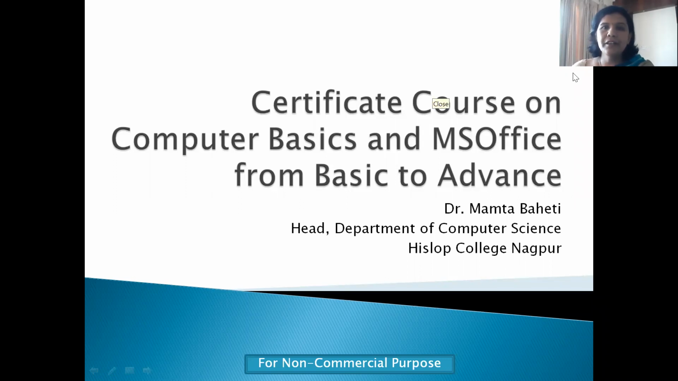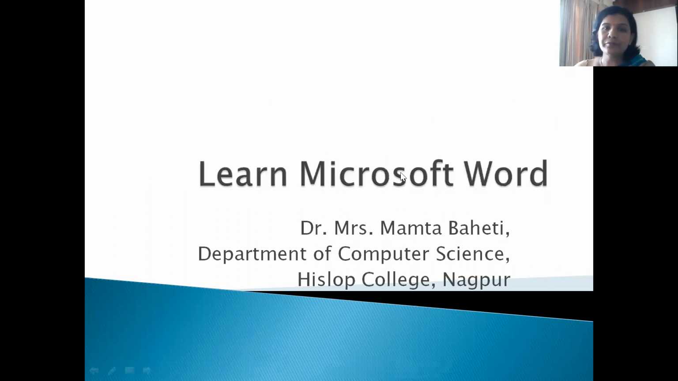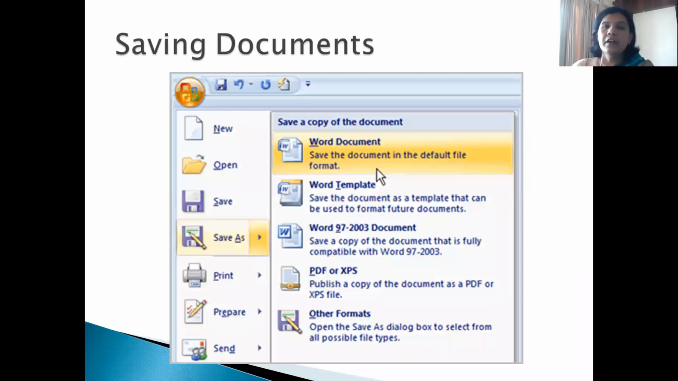Today we have gathered here to conduct day 7 of the certificate course on computer basics and MS Office from basic to advanced. Friends, we have started working with MS Word. So we have all gathered here to learn Microsoft Word. In our last class, we saw how to create and open a new document and some other techniques regarding that. Now, we can save a document, not just as a Word document. There are a variety of ways that we can save it.